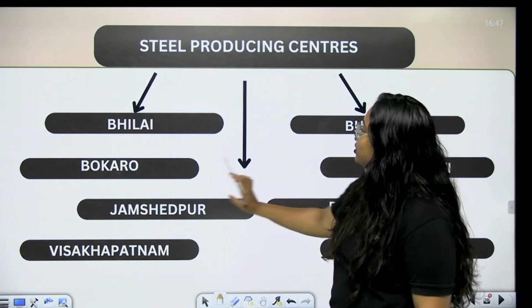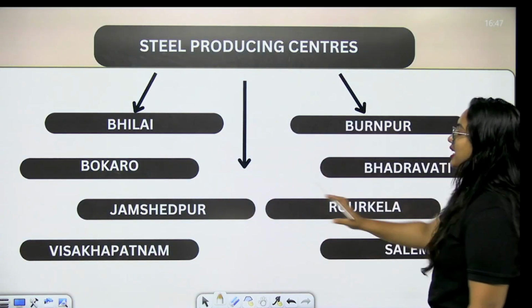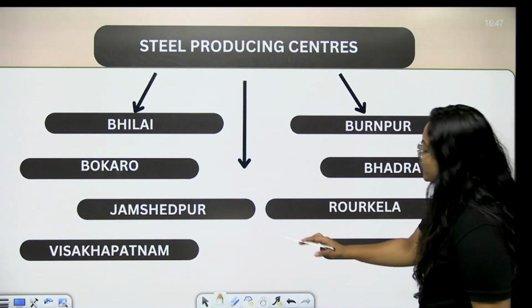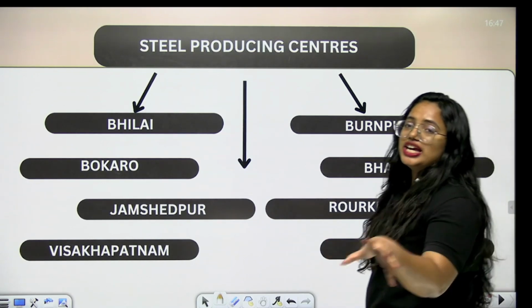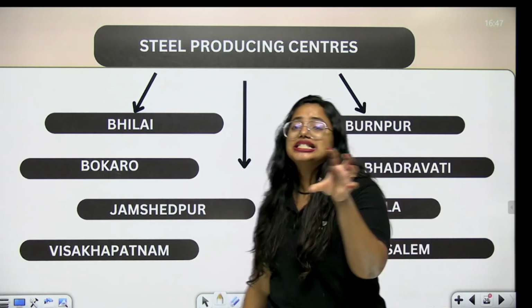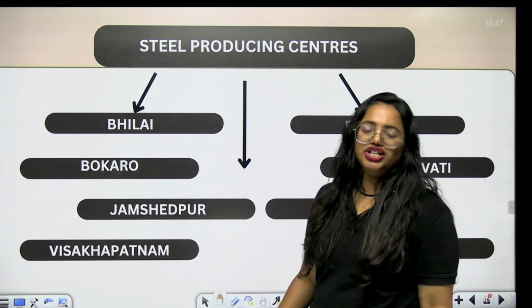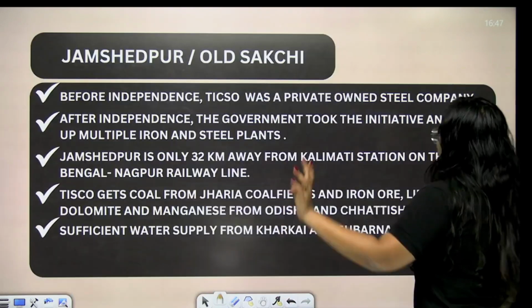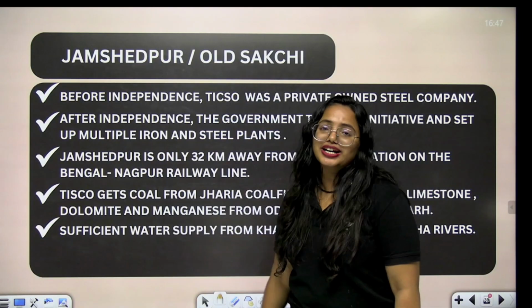About steel producing centers, very important: Bhilai, Burnpur, Bokaro, Bhadravati, Jamshedpur, Rourkela, Visakhapatnam and Salem. So these are considered as various centers of steel production. Now let's learn a few of them in detail. The very first one is Jamshedpur.